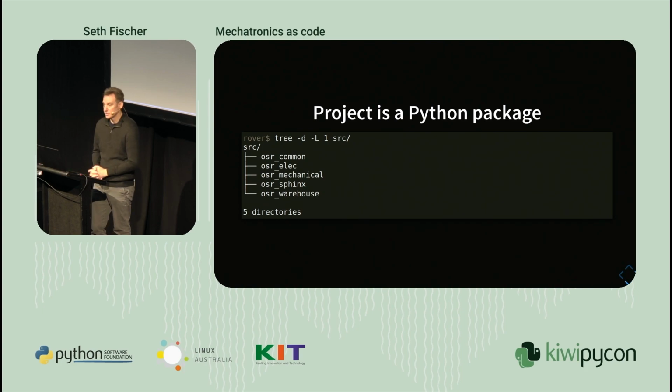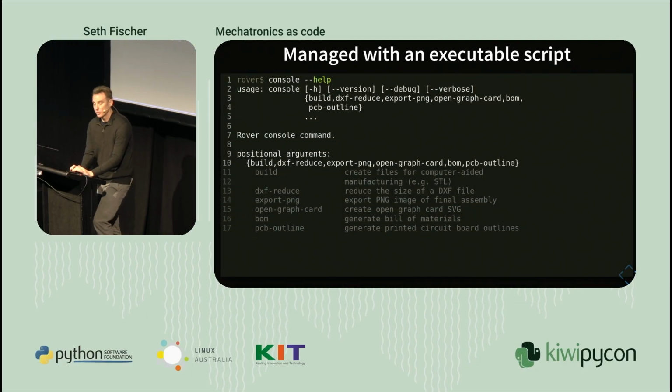So my whole project is a Python package. There are sub-packages for the electronic design, the mechanical design, and a sub-package for a custom Sphinx extension to build the documentation. This warehouse sub-package contains reusable mechanical components. The whole project is managed with an executable script.